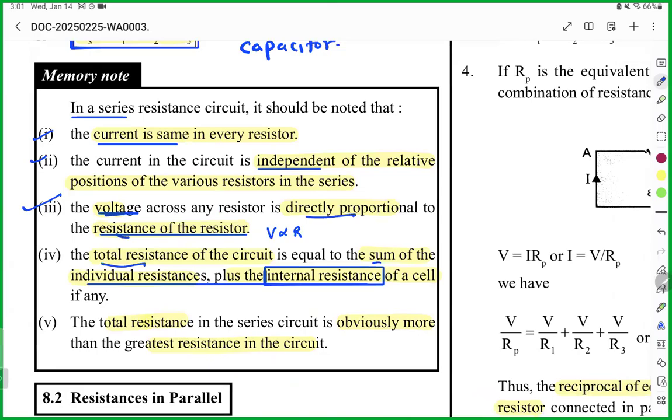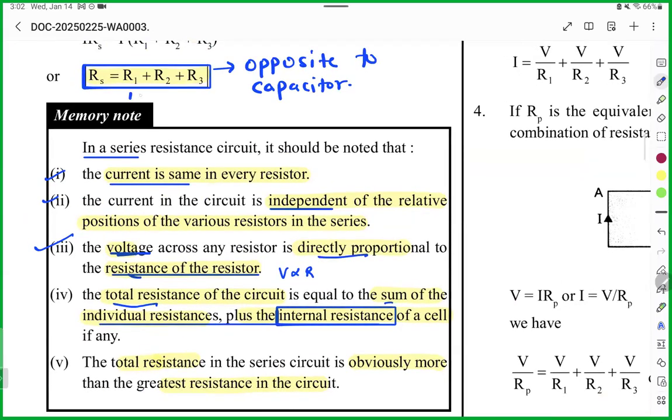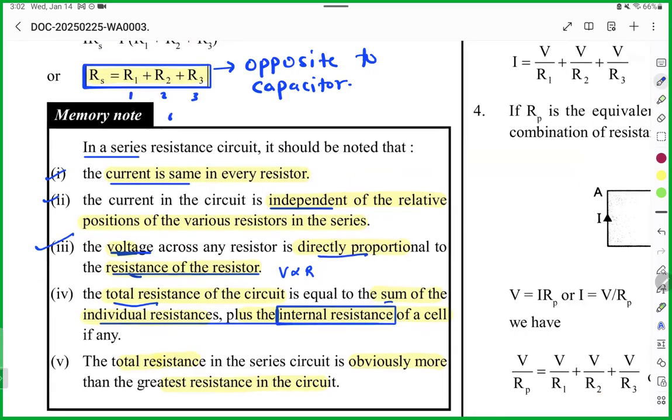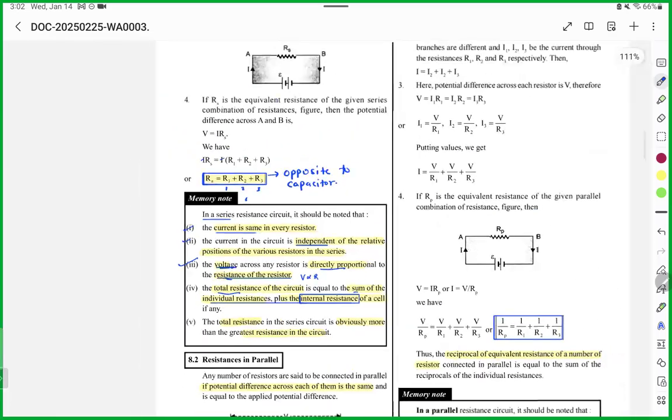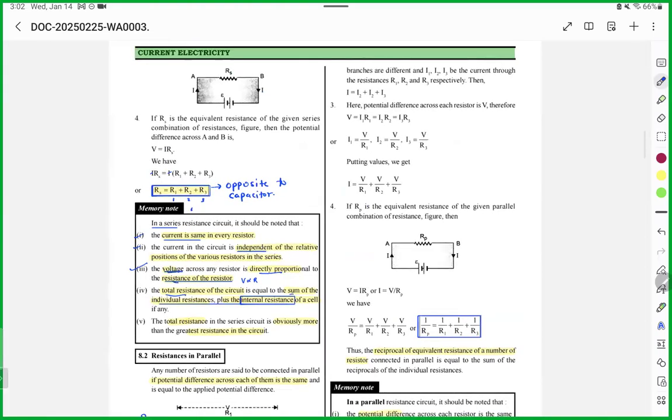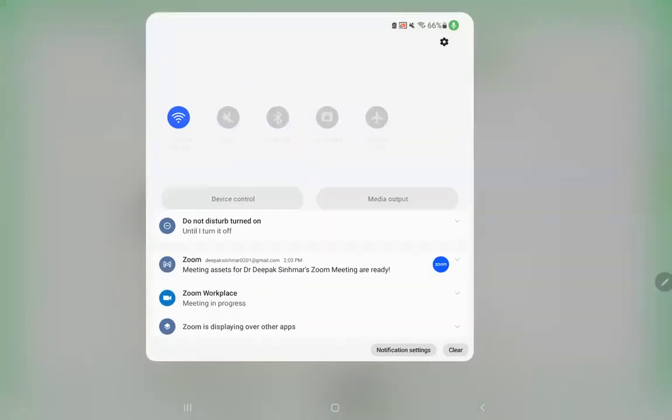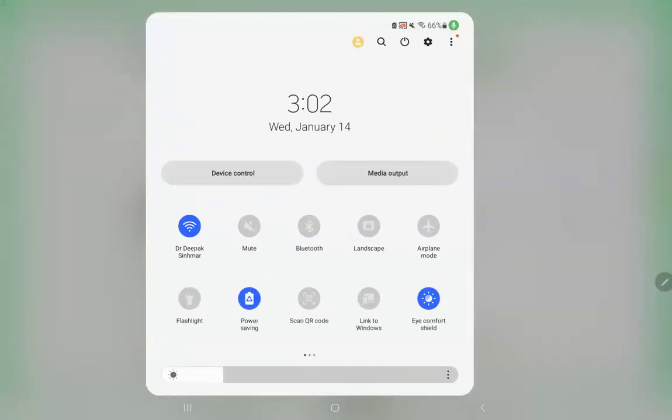And the final value, total resistance in series will be greater than any of the individual resistances. This is the basic rule. If you take R1 as 1, R2 as 2, R3 as 3, total resistance will be 6, which is greater than any of the resistors. Tell me, guys, any doubt in the series combination? No, sir.